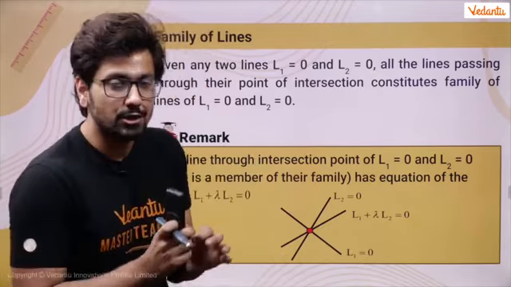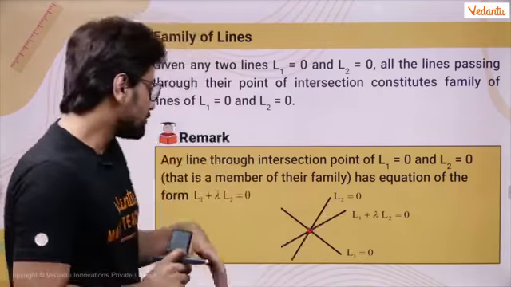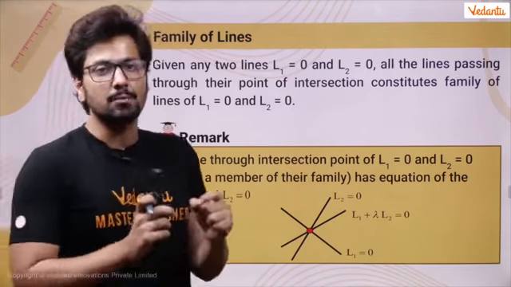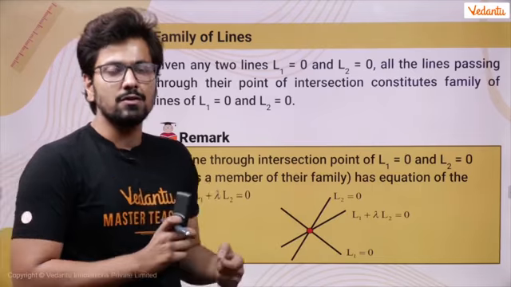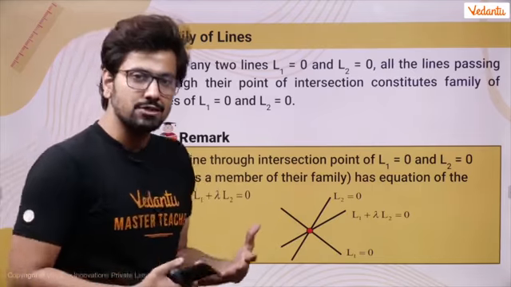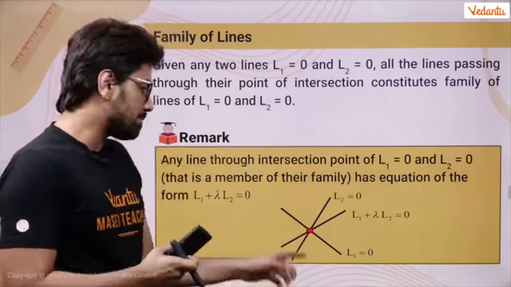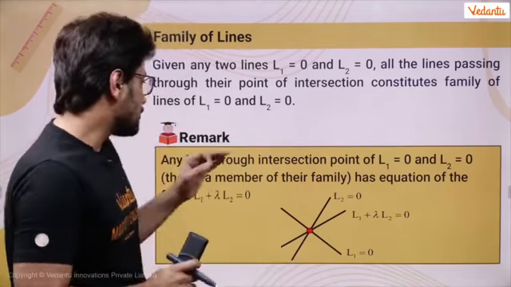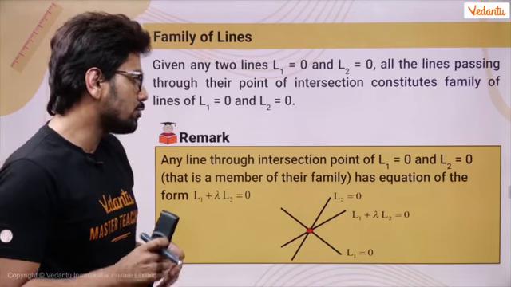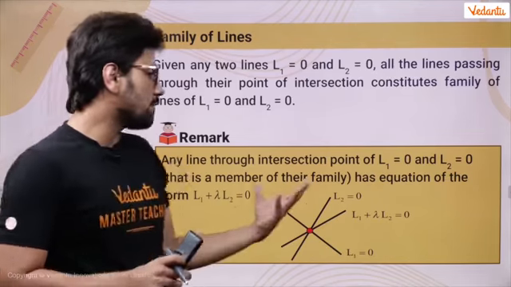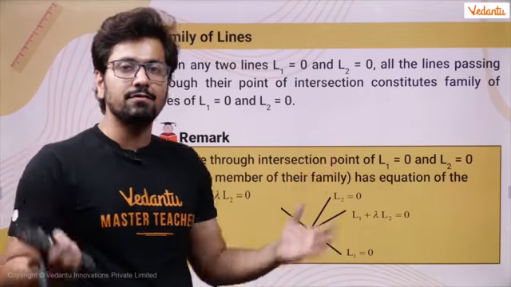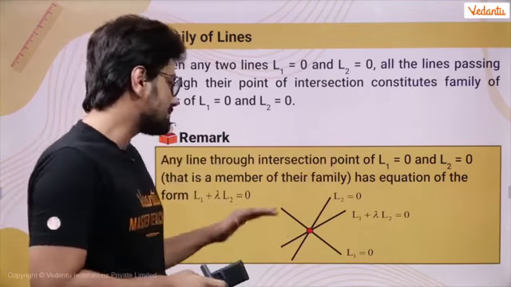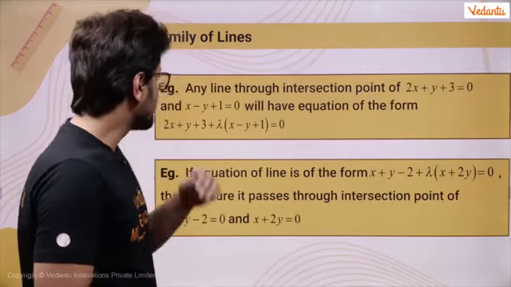And how do we write the equation of these infinite lines? The equation of these lines is written as L1 plus lambda times L2 equal to 0, where lambda is an arbitrary constant. For different values of lambda, we get different equations of lines, and all those lines pass through the point of intersection of L1 equal to 0 and L2 equal to 0. So any line through the intersection of L1 equal to 0 and L2 equal to 0 is a member of this family of infinite members, and has an equation of the form L1 plus lambda times L2 equal to 0, right?